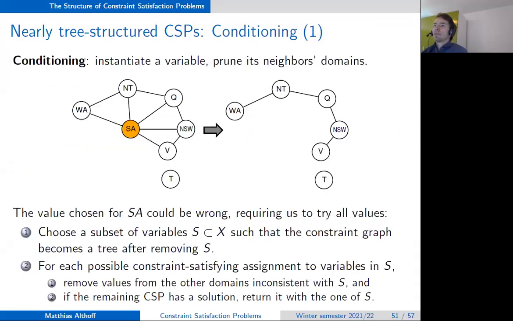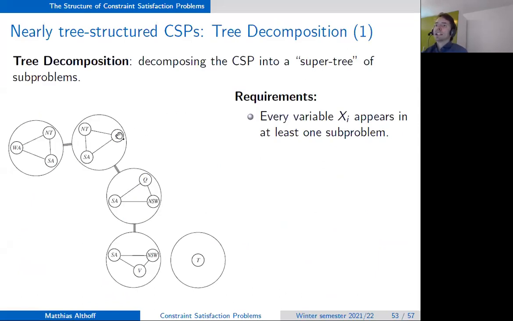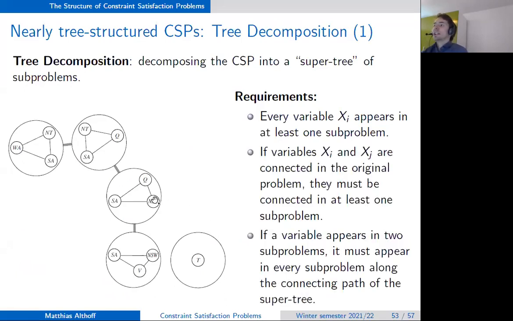So for instance, if here we have Queensland connected with Northern Territory, New South Wales, and South Australia, then Queensland also has to be connected in some subproblem with Northern Territory, South Australia, and New South Wales. And finally, if a variable appears in two subproblems, it must appear in every subproblem along the connecting path. So for instance, if you look at South Australia, which appears here and here, it also has to appear in all the super nodes in between. You can check that these three criteria are all fulfilled, so this is a valid super tree.